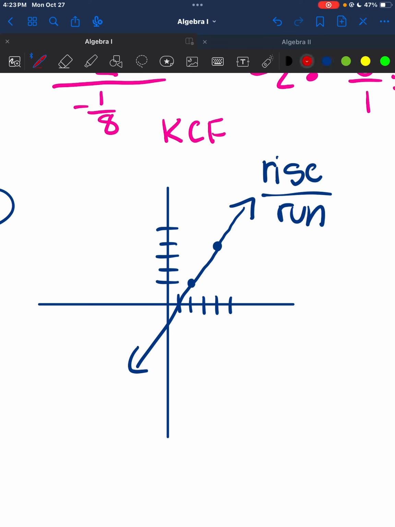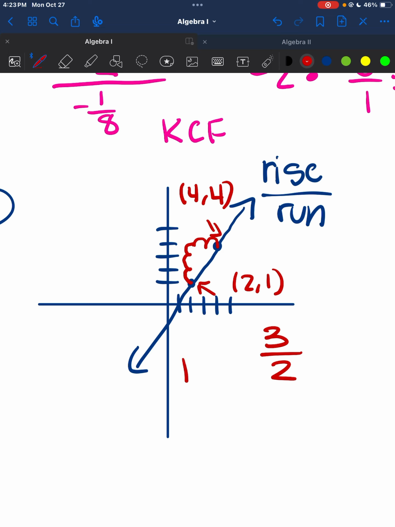I'm going to change my colors. This is my point. I'm going to label it for you, but you don't have to. This is the point (2, 1), and then this is the point (4, 4). So I'm trying to get from (2, 1) to (4, 4). To do that, I'm going to go up by 1, 2, 3, so my rise should be 3. Then I'm going over by 1, 2, so it should be over 2. So my slope is m equals 3/2.